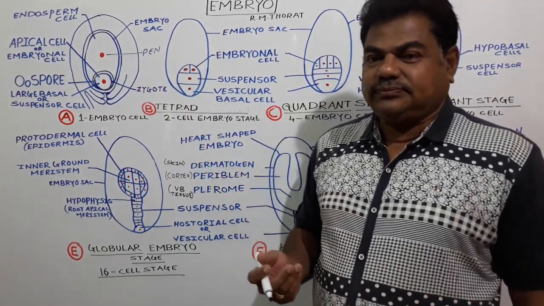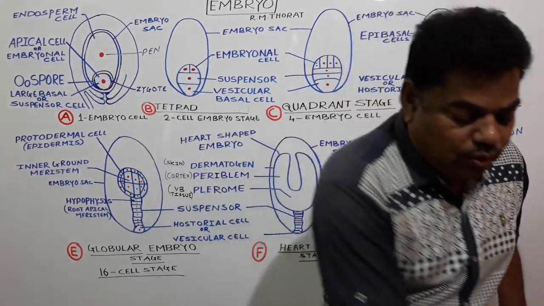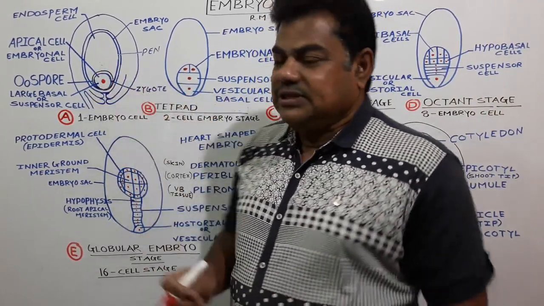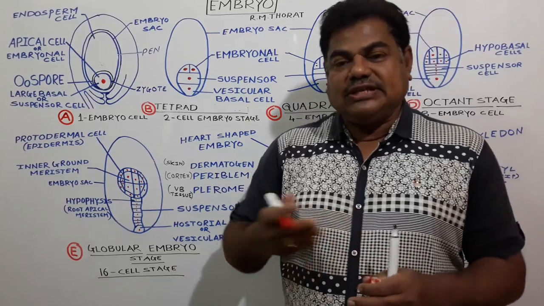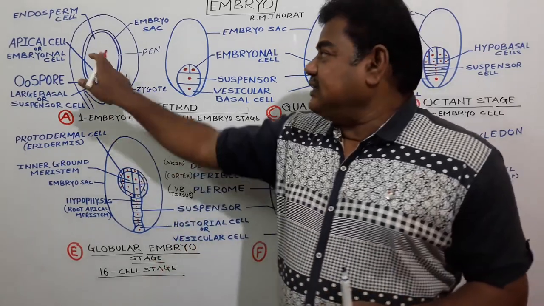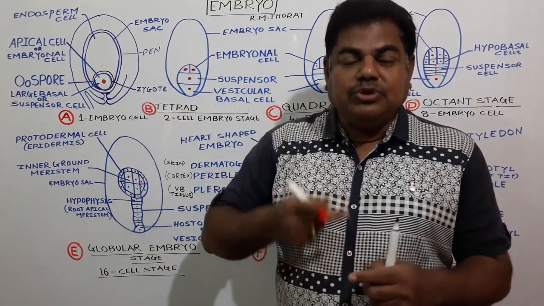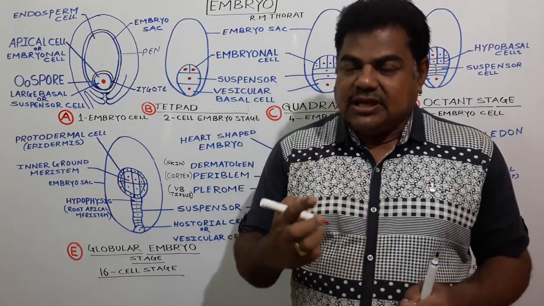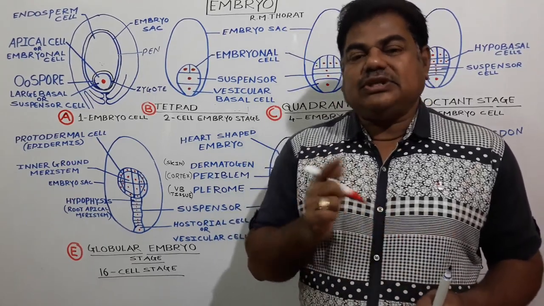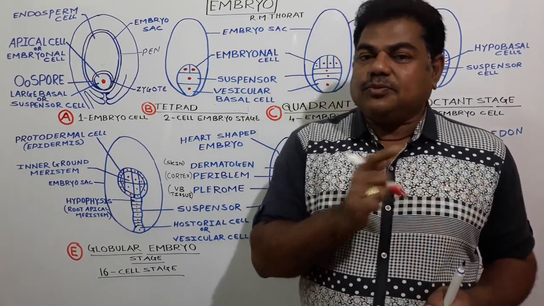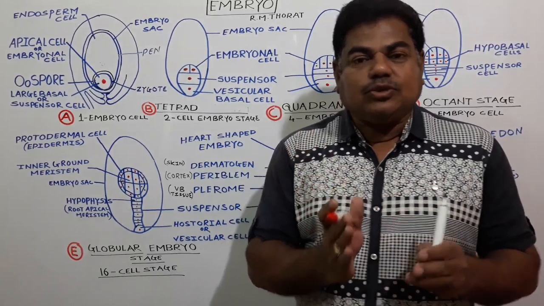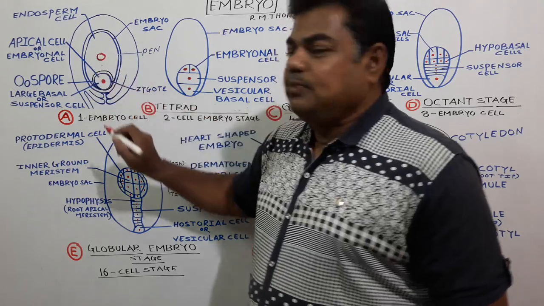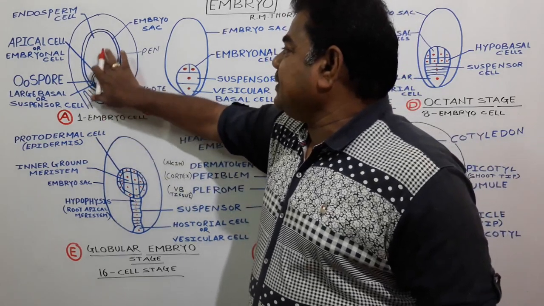Now the primary endosperm nucleus divides first, and this nucleus divides into two nuclei like this. In an earlier video we saw in detail that endosperm formation from the primary endosperm nucleus in angiospermic plants, monocot as well as dicot, takes place by three processes. One is the nuclear endosperm formation process, second is the cellular endosperm formation process, and third is the helobial endosperm formation process. So from the primary endosperm nucleus, endosperm formation takes place.